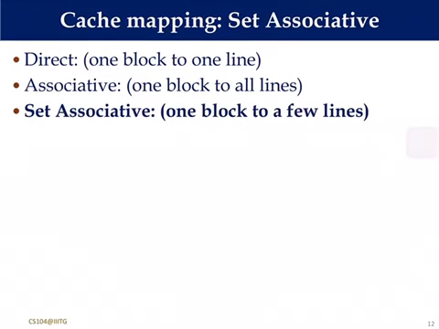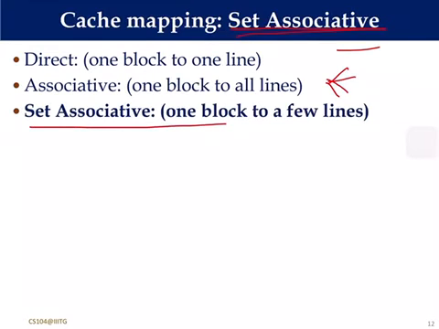Now the last kind of mapping is something in between, which is called set associative. The direct one says there is a dedicated one, one to one. Associative says it can go to many places, or rather all places. Now this is something in between.